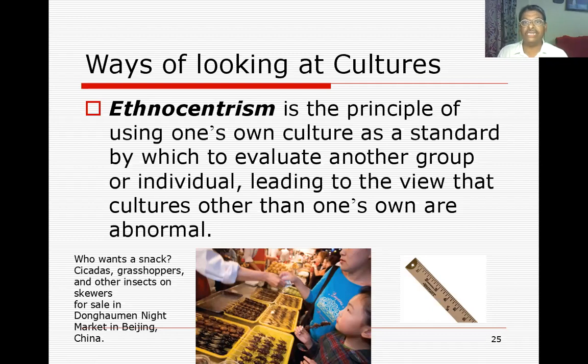What is ethnocentrism? It is the principle of using one's own culture as a standard by which to evaluate another group or individual, leading to the view that cultures other than one's own are abnormal. Cultures other than one's own are abnormal. Hope you got my point. Cultures other than my church are abnormal. Sometimes I feel my brother's church culture is the perfect culture. Others are abnormal. They don't know, they are cultureless.